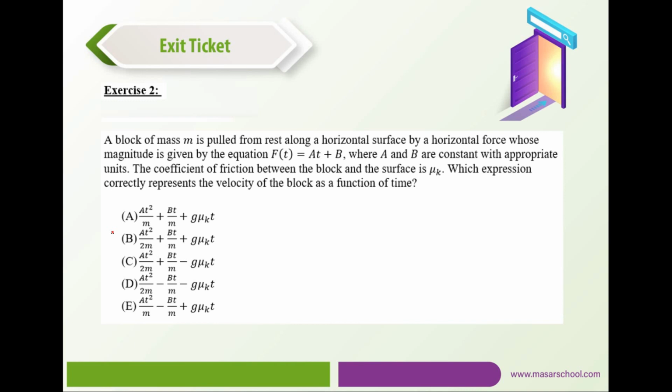Now exercise 2. A block of mass m is pulled from rest along a horizontal surface by horizontal forces. The magnitude is given by the equation F is At plus B, where A and B are constants with appropriate units. The coefficient of friction between the block and the surface is mu k. Which expression correctly relates the velocity of the block as a function of time?